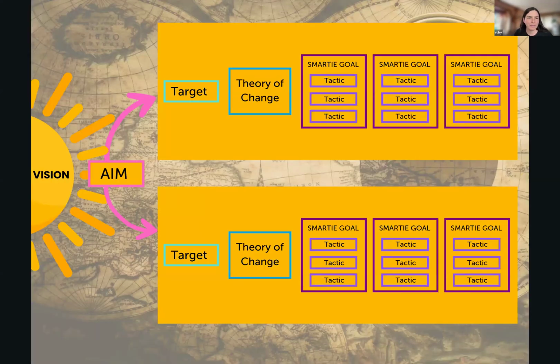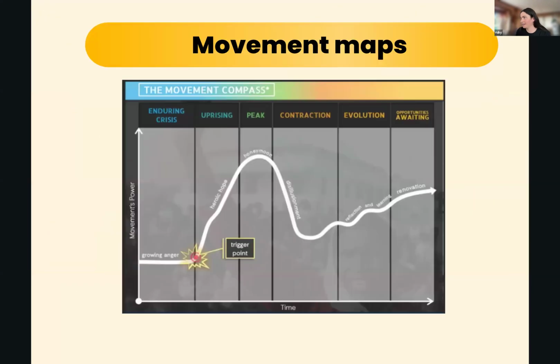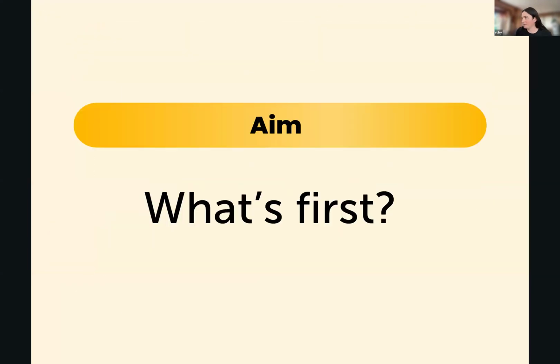Cool. So now we've got our vision, our aim, and we're moving into the active part of the campaign. The first thing to do, once you've got your aim, is figuring out who has the power to make your aim a possibility. And if you want to come back to the actual power analysis slide, that would be good for this.